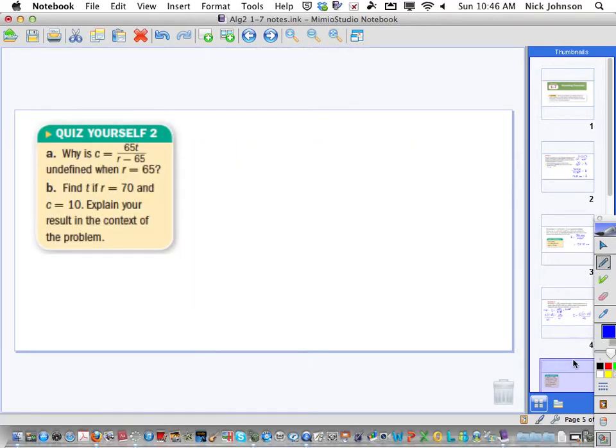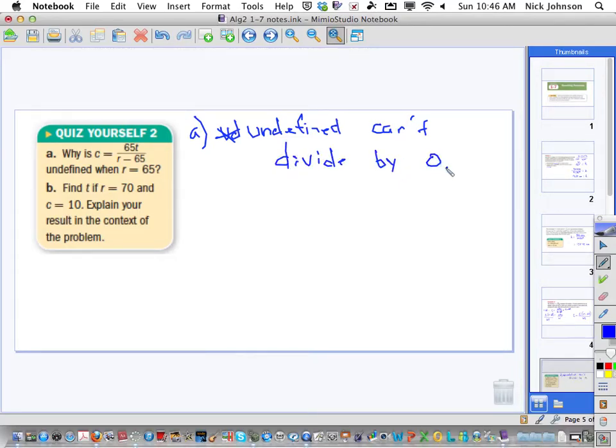Quiz Yourself 2. Why is C equaling 65T divided by R minus 65 undefined when R equals 65? So when R equals 65 and you subtract 65, why is it undefined? Well, it's undefined because we cannot divide by 0. 65 minus 65 is 0.